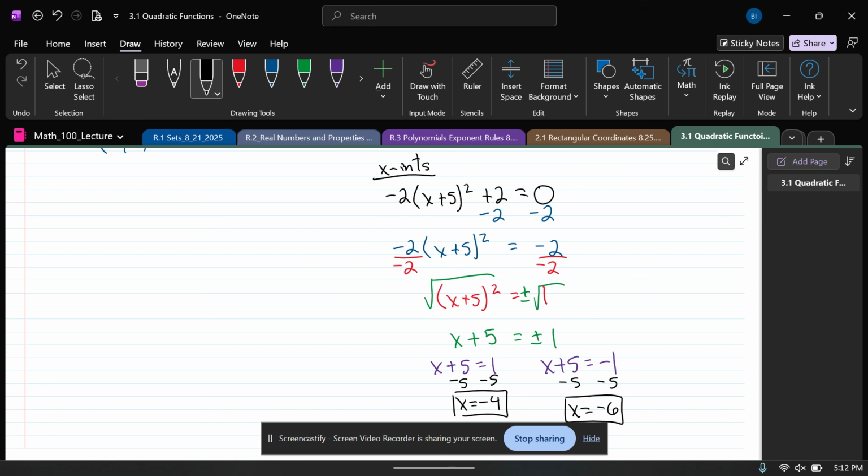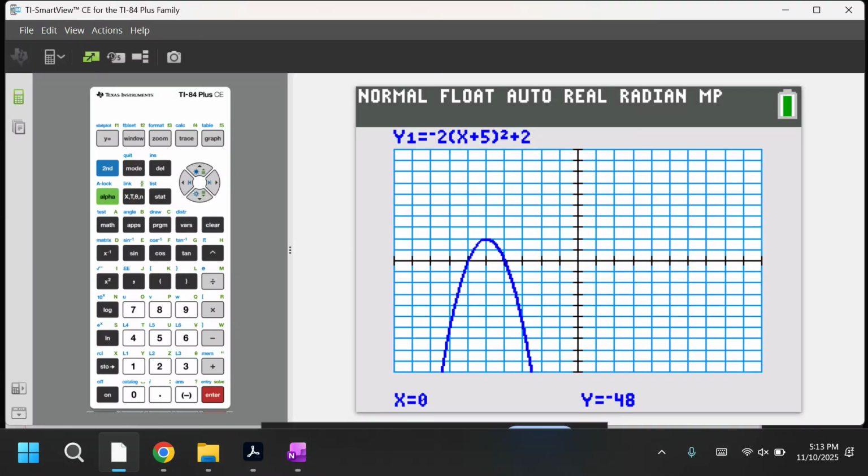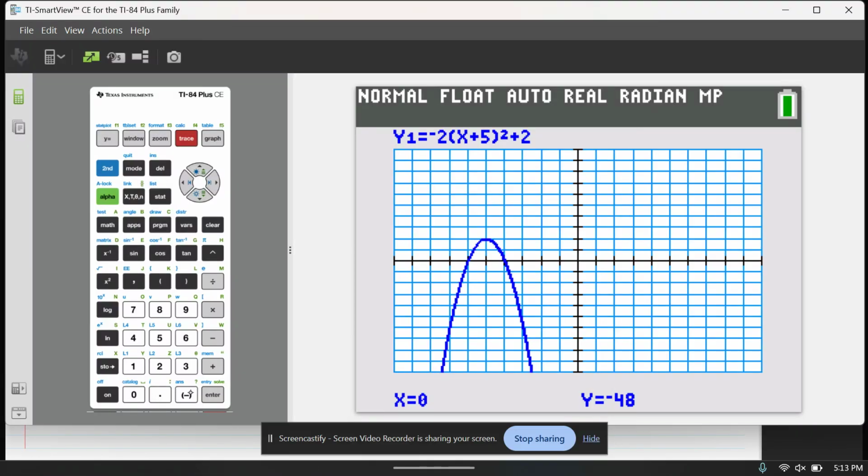Now, I want to verify that with the calculator. Does that match up to where it's crossing the x-axis when we graphed it? I think it does. I'm going to hit trace, negative 6. There's that one. Then I'm going to hit trace, negative 4. There's that one. It's the same 2. That's good news. That means we did it right. Okay? So that's using the calculator to verify.